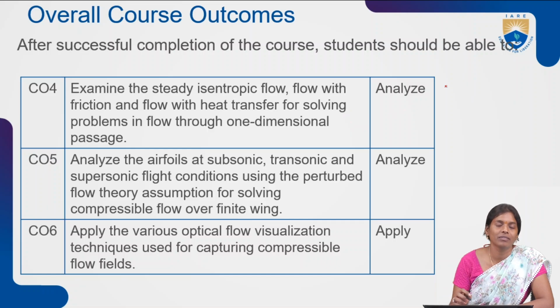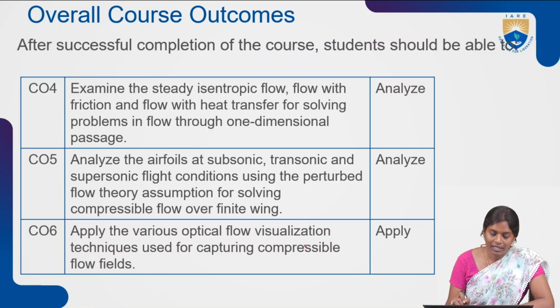So it will be at the examining level of Bloom's taxonomy. The fifth outcome is analyzing airfoils in subsonic, supersonic and transonic flight using the perturbation flow theory assumption for solving the compressible flow over a finite wing. So that is also at the analyzing level of Bloom's taxonomy. At last, the sixth outcome is to apply the various optical flow visualization techniques used for capturing the compressible flow field. So that is the apply level.